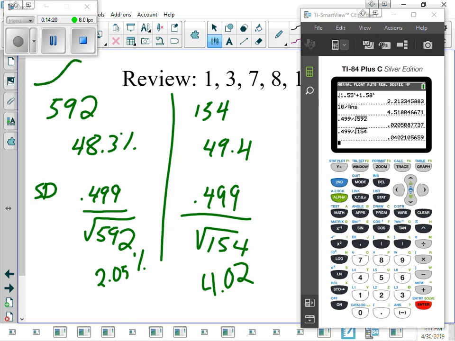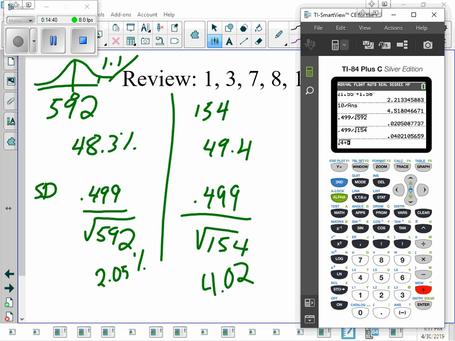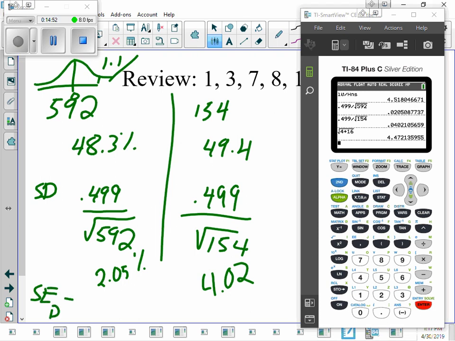All right. So I draw my normal curve. I put 0 in the middle. That's my null hypothesis. The actual difference is 1.1. Now I need to divide that by the SE for difference, which is going to be the square root of 2 squared, which is 4, plus 4 squared, which is 16, and I get 4.4. So my SE for difference is 4.4.